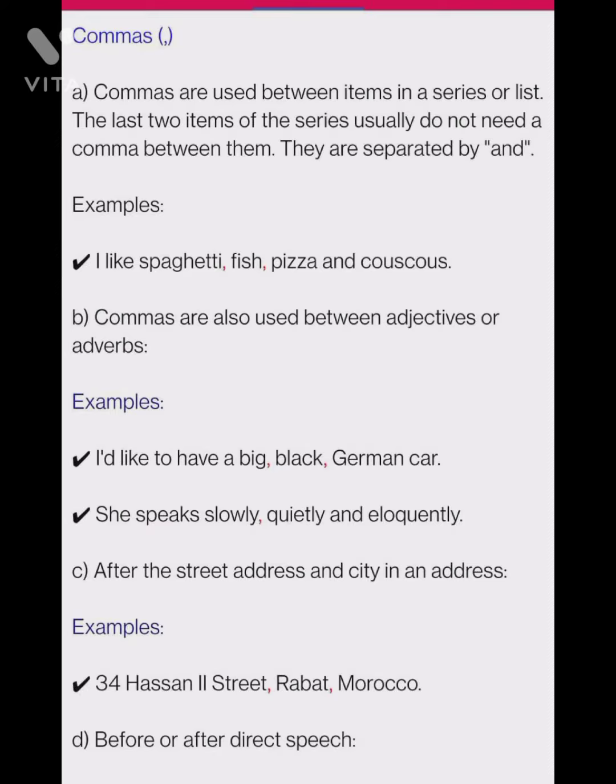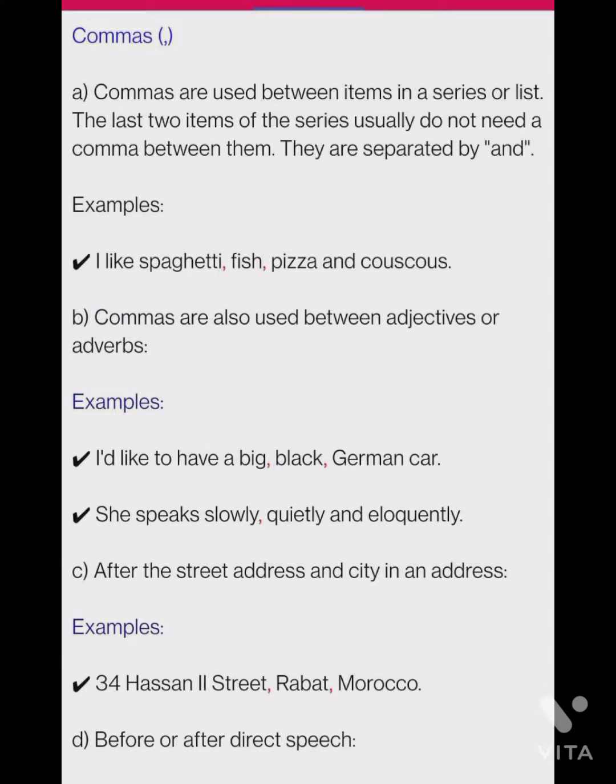So next coming, comma. Where to use a comma? So commas are used between a series or list. Okay, the last two items of a series usually do not need a comma between them. They are separated by "and." Okay, example, "I like fish, pizza and cashews." So here the items in the list are mentioned, so we are giving a comma for each specific item.